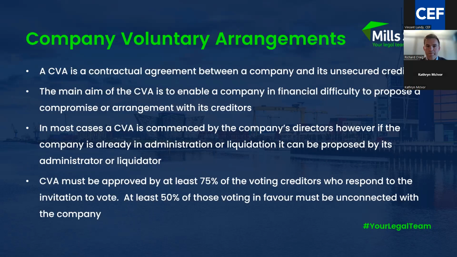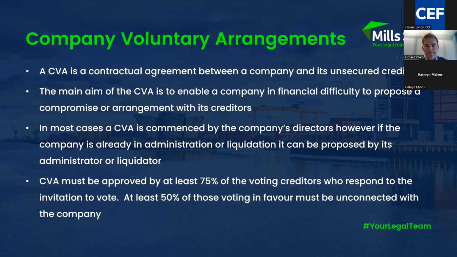Company voluntary arrangements then. A CVA is a contractual agreement between a company and its unsecured creditors. The main aim of the CVA is to enable a company in financial difficulty to propose a compromise or an arrangement with its creditors. In most cases, a CVA is commenced by the company's directors. However, if the company is already in administration or liquidation, it can be proposed by the administrator or the liquidator.